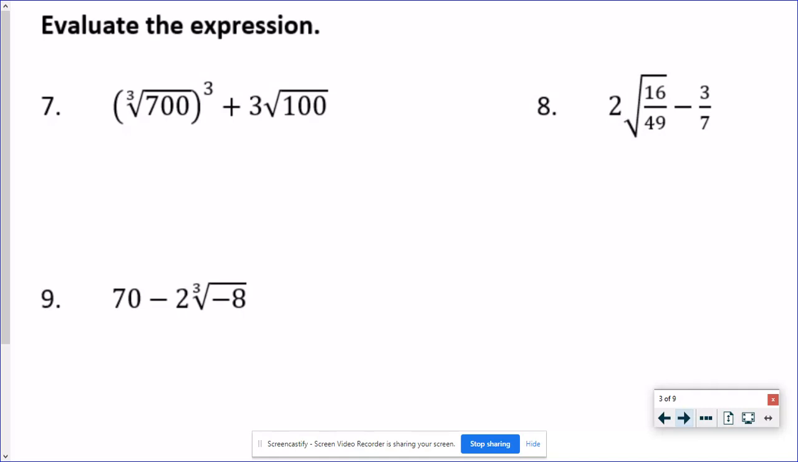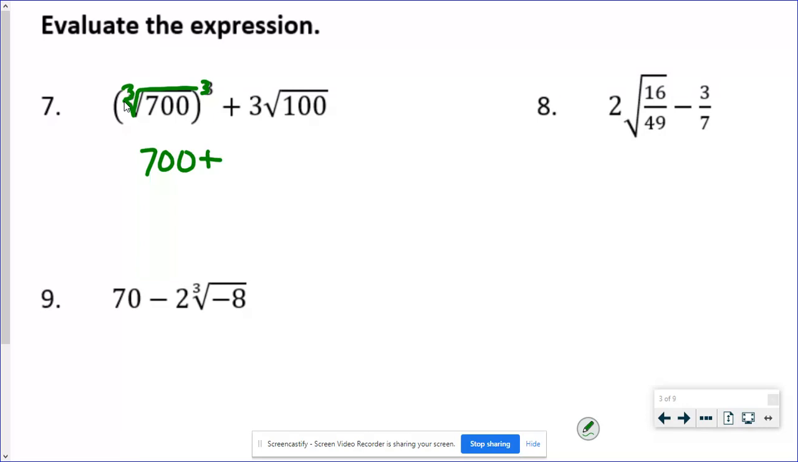For 7, 8, and 9, I want to just simplify this. We have to evaluate. We're using order of operations, but we're also using all that we know about square roots and cube roots. So for instance, in number 7, the cube root of 700, now 700 is not a perfect cube, but if I would also cube that, this cube root and this cube cancel each other out. So that's just going to be 700.